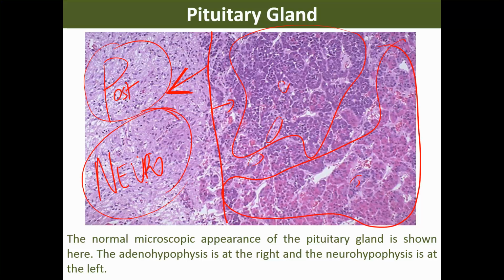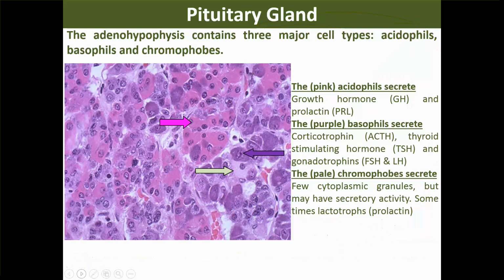So what you are seeing in this area, it is adenohypophysis. So adenohypophysis is the real glandular unit of pituitary gland. Let us see adenohypophysis in higher magnification.